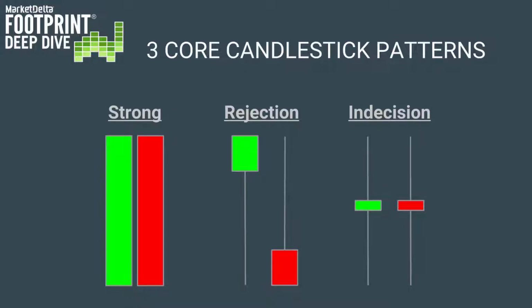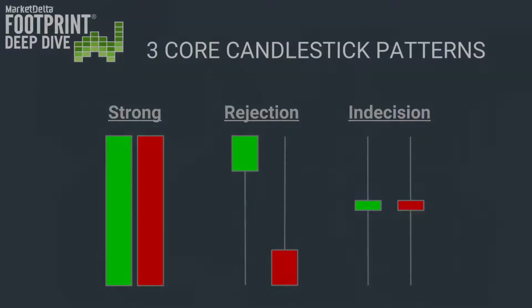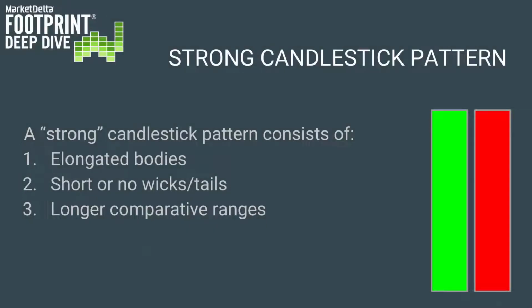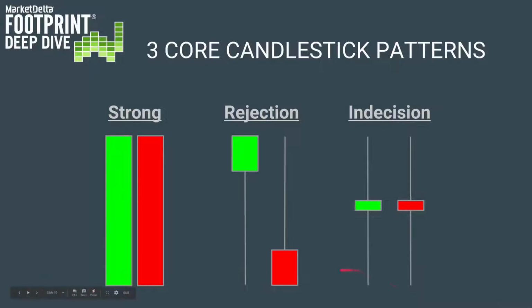So let's jump right into the first example, which will be our strong candlestick pattern. I'm just showing you an up bar and a down bar. Actually, let's go back to the previous slide. Remember from when I compared the candlestick and the footprint in an earlier slide, this would be the open and this would be the close. So this one opened on its low and closed on its high. That would be a strong bar, a strong up bar. A strong down bar opened at its high and closed on its low.